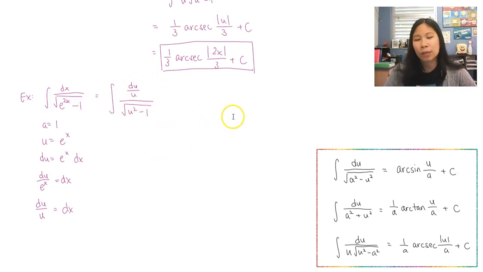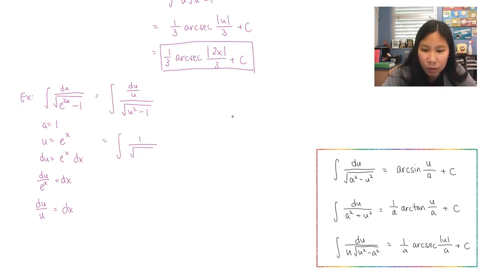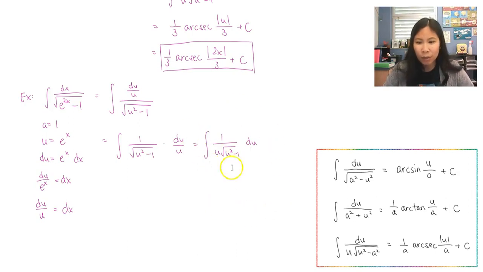So let me just rewrite this so it looks a little nicer, because if I have du over u, this is the same as 1 over the square root of u squared minus 1 times du over u, which is really 1 over u square root of u squared minus 1 du. So now my problem ends up looking like the arcsecant formula. So, plot twist. Instead of arcsine, it's going to be arcsecant. But we already have everything in terms of u. We know a is 1, so we can use our formula from here.